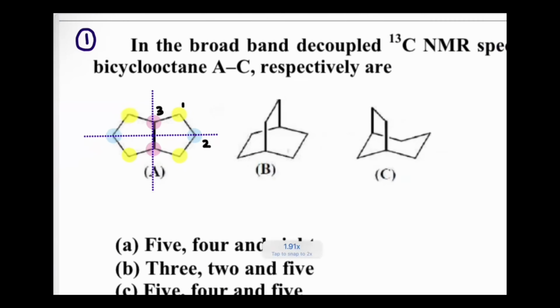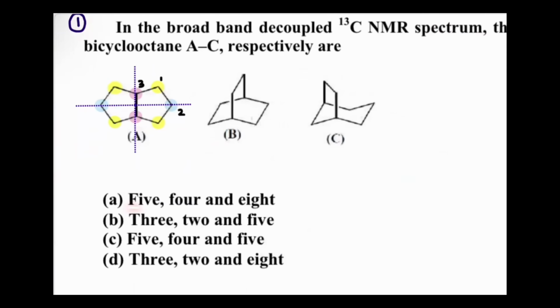Okay. So in the options, you can see option A is 5, 3, 5, 3. So option A we can eliminate, and option C also we can eliminate. The remaining are option B and option D, both containing 3 signals for compound A.